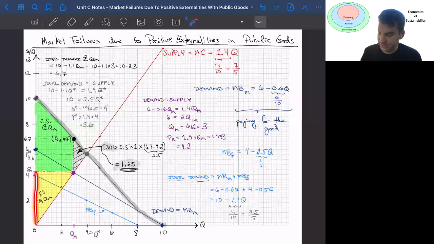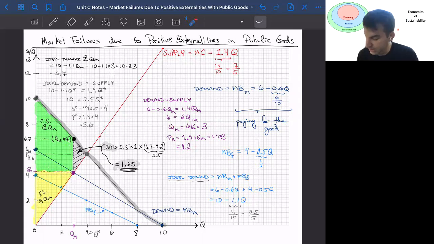So the height of this triangle is PM, which is 4.2. The width of this triangle is QM, which is 3. So 4.2 times 3 is 12.6. Multiply that by 1/2, then you get 6.3. So that's equal to 6.3. And then the consumer surplus is this trapezoid up here.